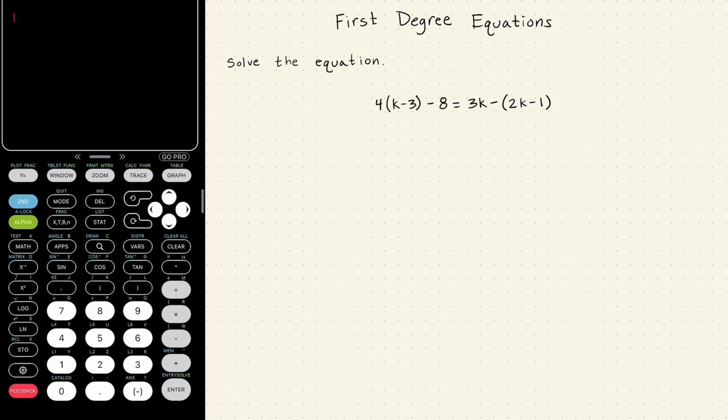We always want to start on one side of the equal sign. In this case, I'll start over here, and I notice that we have a 4 that we can distribute to the parentheses, so we'll use the distributive property there. 4 times k is 4k. 4 times negative 3 is minus 12. And then we still have our minus 8 that we'll bring down. Still have our equals. And I'm going to write everything on the right-hand side here.